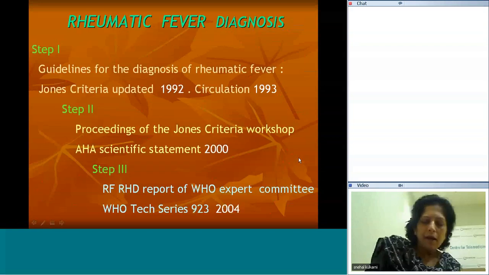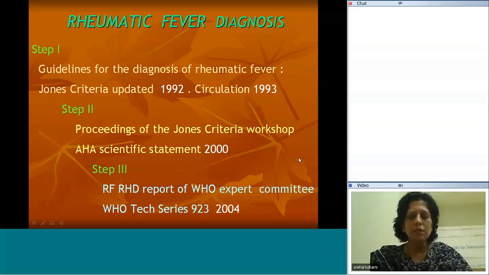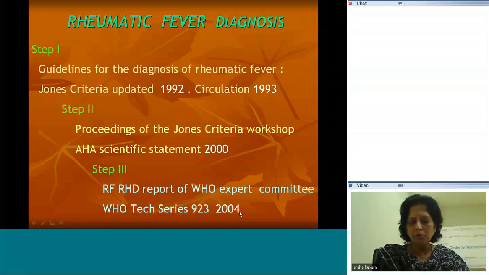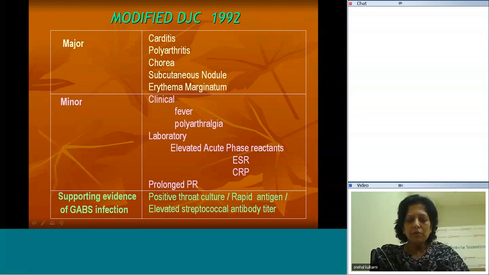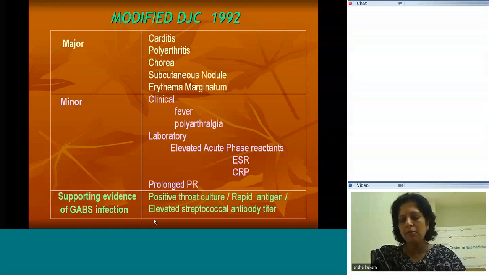So the step one, and as you know, when the Jones criteria were formulated, there were lots of updates in the Jones criteria, multiple times. First one was in 92, then was in 93, then 2000, then WHO modified again in 2004. So as we know, there are major criteria and minor criteria, but the first modification was made when they said that there has to be supporting evidence of group A beta hemolytic streptococcal infection, and that is by positive throat cultures and other markers for acute inflammation need to be present. So this was the first modification in 1992.